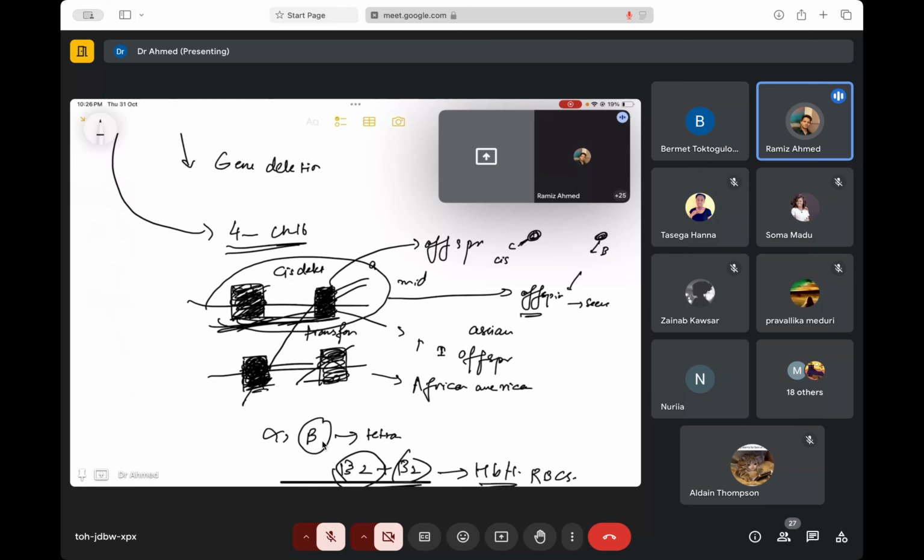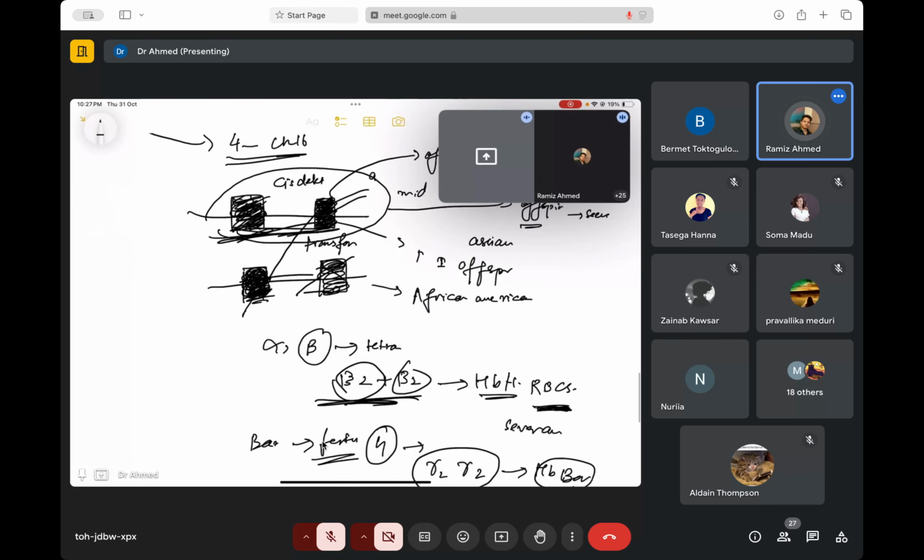Now, if only one gene is affected, then it will not cause that much of a problem. If two genes are affected, then if it is cis form, there is a high chance of transmitting the disease to the offspring. But if it is trans form, then, and cis form is very prevalent in the Asian population. Trans form has less chance of transferring it to the offspring, and it is more common in the African American population.